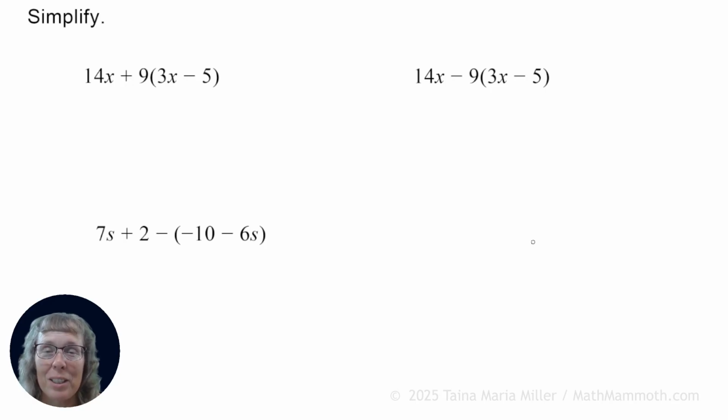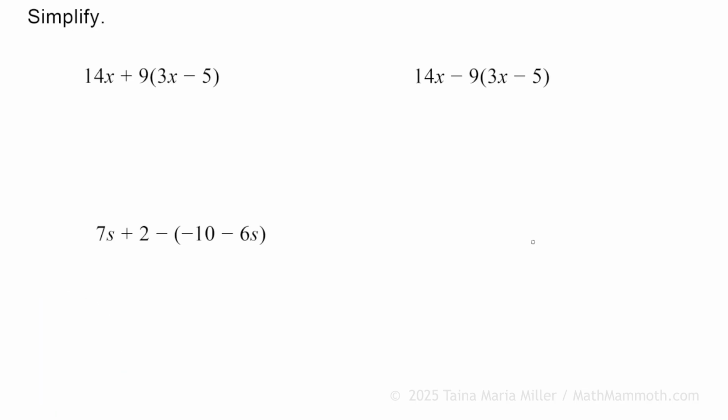In this lesson, we're going to learn a little bit more about simplifying expressions, which will then enable us to solve more complicated equations. Simplify this: 14x plus 9 times the quantity 3x minus 5. There's parentheses here, so what we want to do is apply the distributive property: 9 times 3x and 9 times 5.